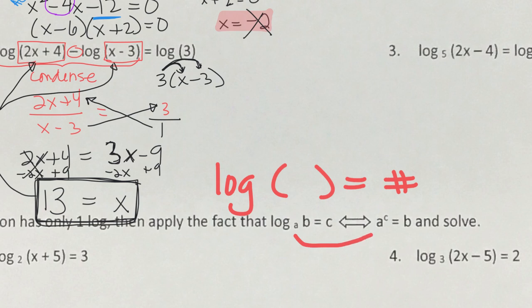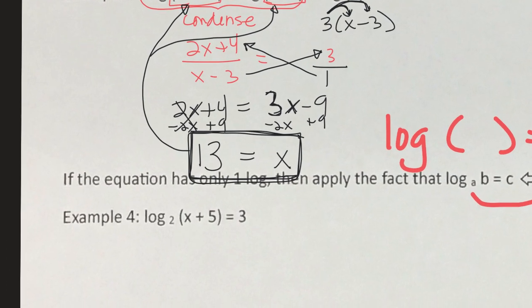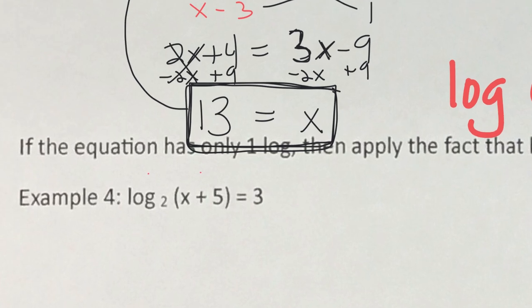We take our log and we rewrite it as an exponential. Okay, so we use that formula where the base of your log becomes the base of your exponential. The answer for your log becomes the exponent for your exponential, and the argument of your log becomes your answer. Okay, so we're rearranging the furniture when you have log equals number. So example 4, that's exactly what we have. Log equals number. So this becomes the base of your exponent. This becomes the exponent of your exponential, and that needs to equal x plus 5, the argument of your log.